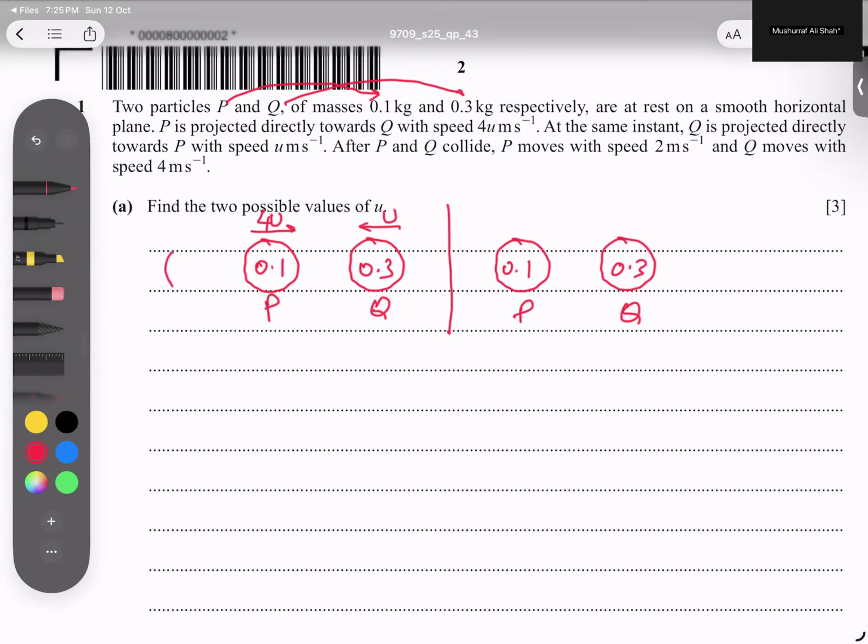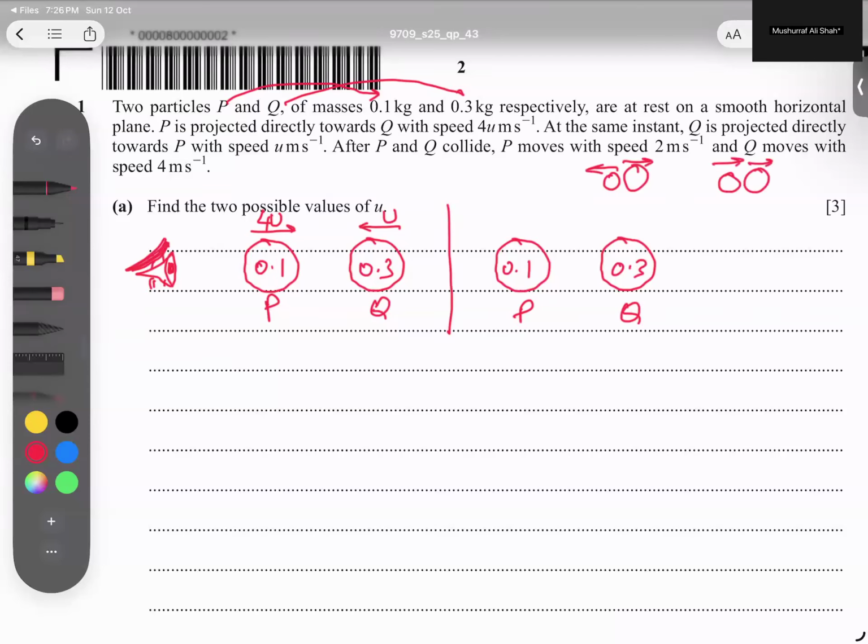And I taught many times in my previous lectures, whenever the observer's eye is there, going away is positive, coming backwards toward the observer is negative. And after collision, P moves with a speed of 2 and Q moves with a speed of 4. Find two possible values. It means you have to think about two possibilities. If the lighter particle hits the heavy particle, either after collision it will come back, or both will move rightwards. So there are two possibilities.